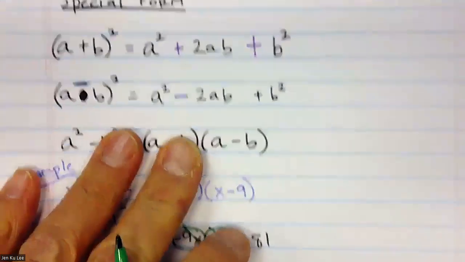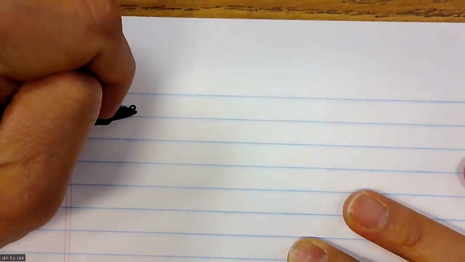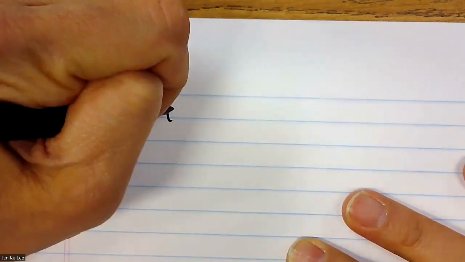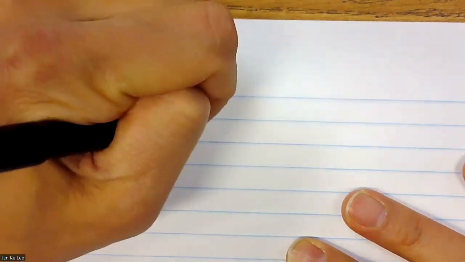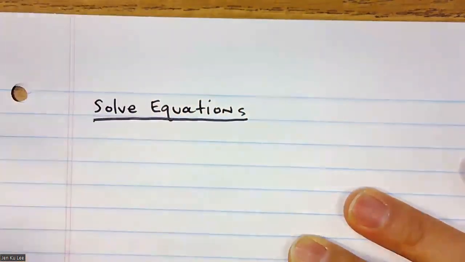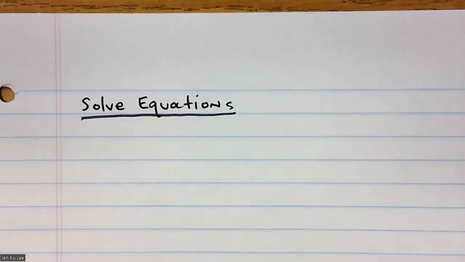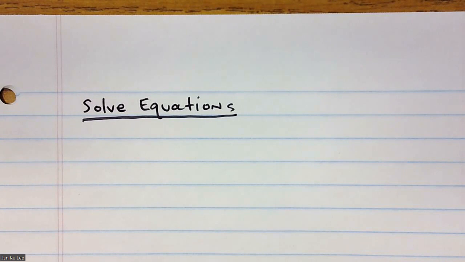So now we're going to learn how to solve equations. We learned how to factor. We were somewhat introduced to special forms. Now we're going to solve equations. I am going to give you the steps, and hopefully by the end of this unit, you guys don't even need to look at the steps. You guys are good to go.